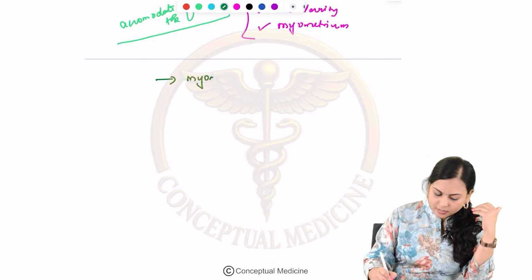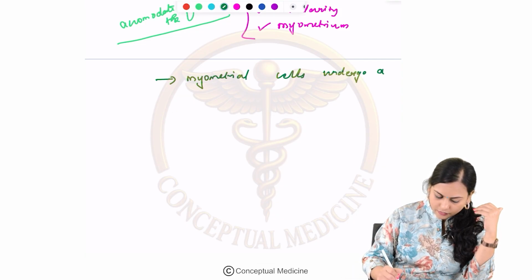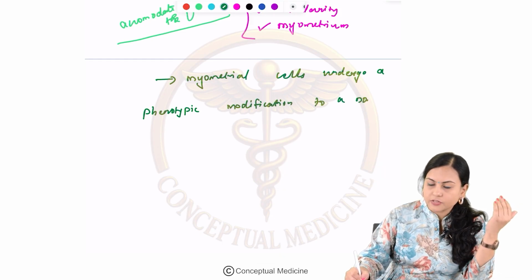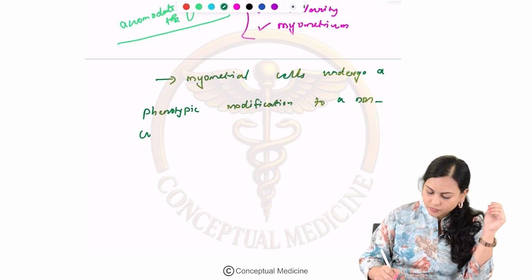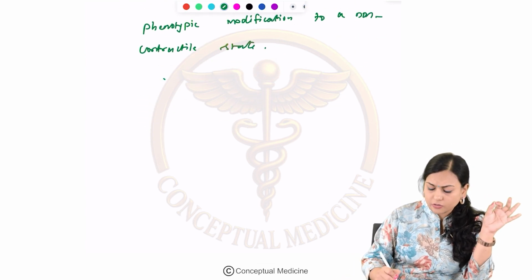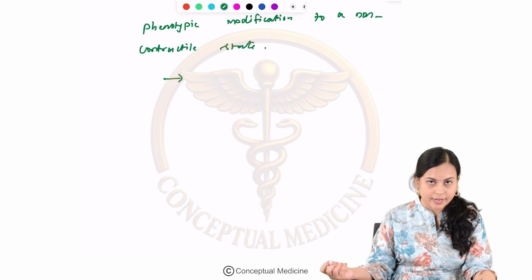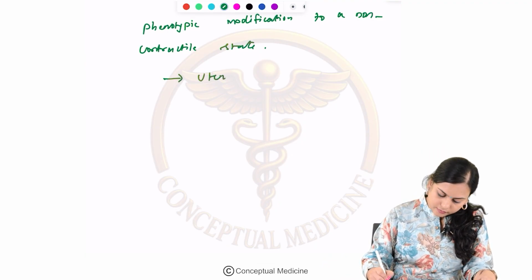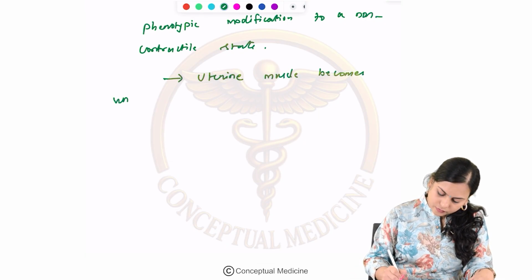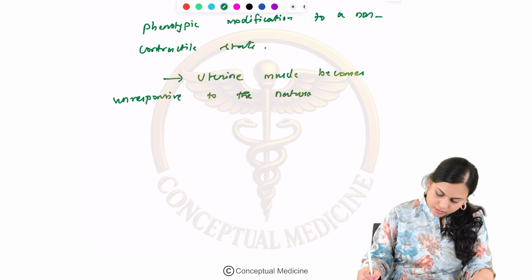You have to know the changes in the myometrium especially. The myometrial cells undergo a phenotypic modification to a non-contractile state. That's why it remains silent. Also, the uterine muscle becomes unresponsive to the natural stimuli.